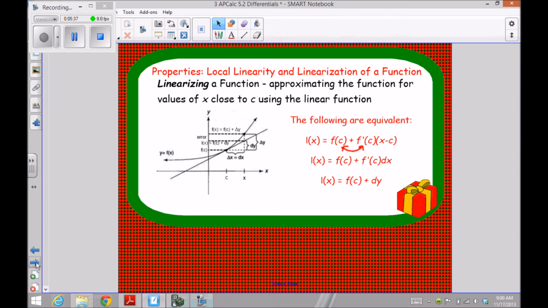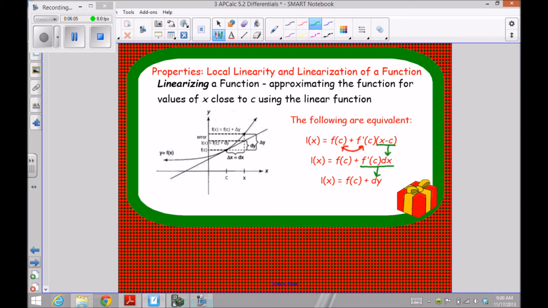Okay, I do want you to notice as you move down from one to the next that x minus c right here is the same thing as dx. These equations are all equivalent, and so since the f at c stays the same, the f prime at c stays the same, x minus c is our dx. As you move down to the next one, f prime at c times dx is the same thing as dy.